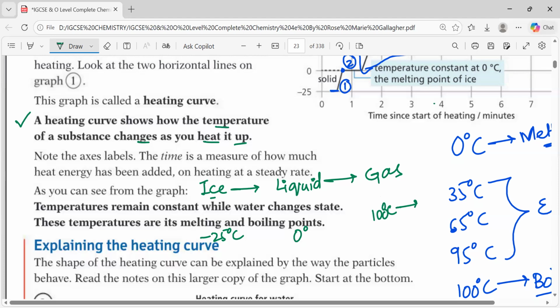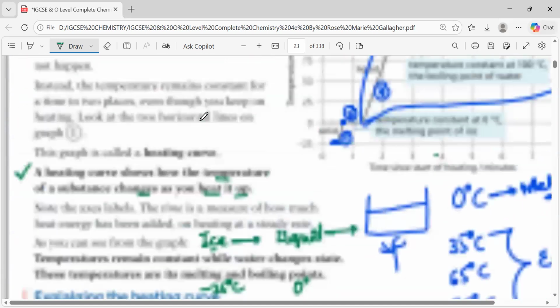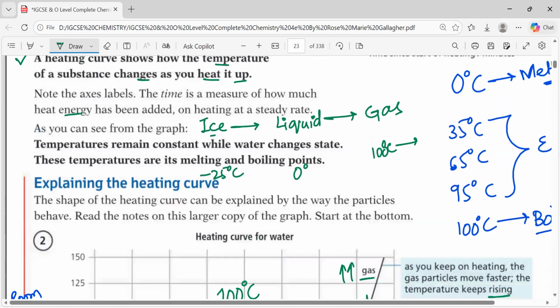The temperature changes when you change the state. The time is a measure of how much heat energy has been added. This time was telling you how much heat was added. Now they have mentioned 2 points: the temperature remains constant while water changes the state.